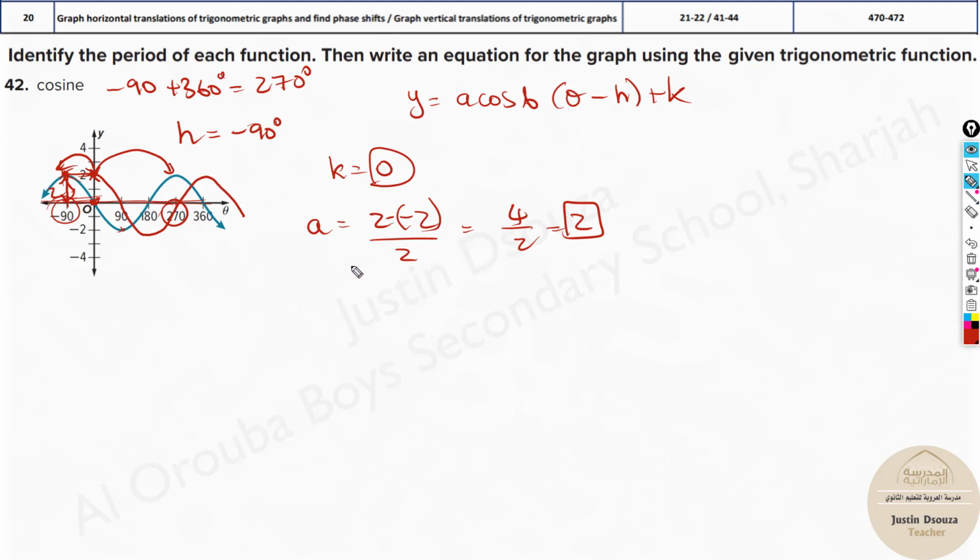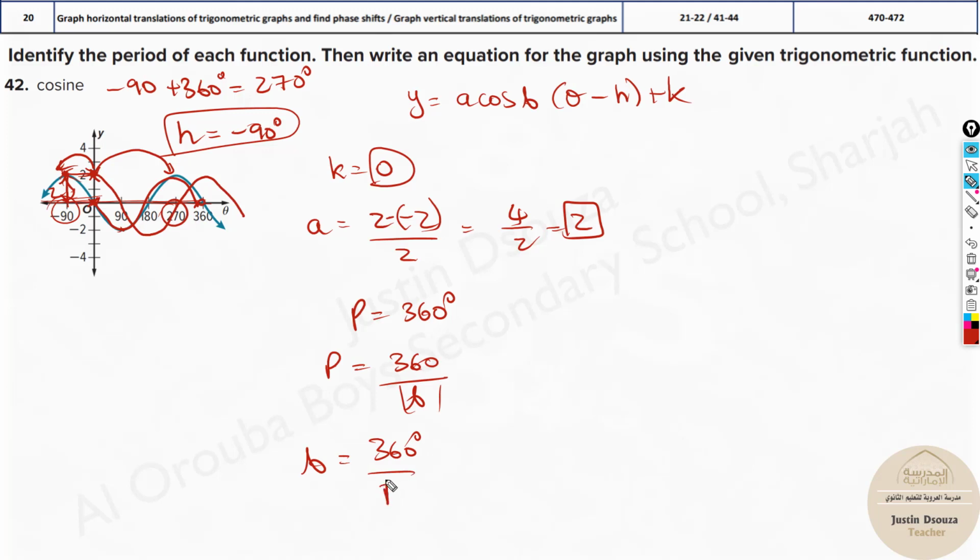Now, next, what is there? h is done. This is the value. The period, right? What is the period? It starts from here, it continues, and it takes 360 degrees to finish one complete rotation. So the period is equal to 360 degrees. What is the formula that relates period and the b value? It's 360 by b. Now we will take b to the other side. It will be 360 degrees by the p value, that will be 360 degrees by 360 itself. This is 1 here. So b value is 1.